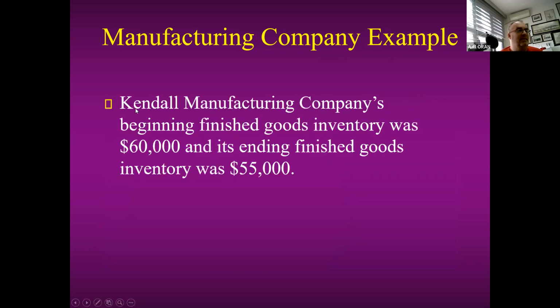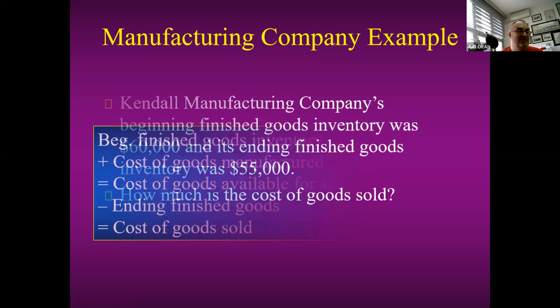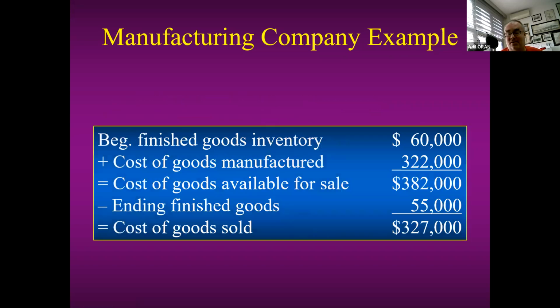So if we are also given the information that the finished goods inventory for this company at the beginning of the year was 60,000 and at the end of the year was 55,000, together with the cost of goods manufactured coming out of work in process, what ended up happening? How much was our cost of goods sold for the period?